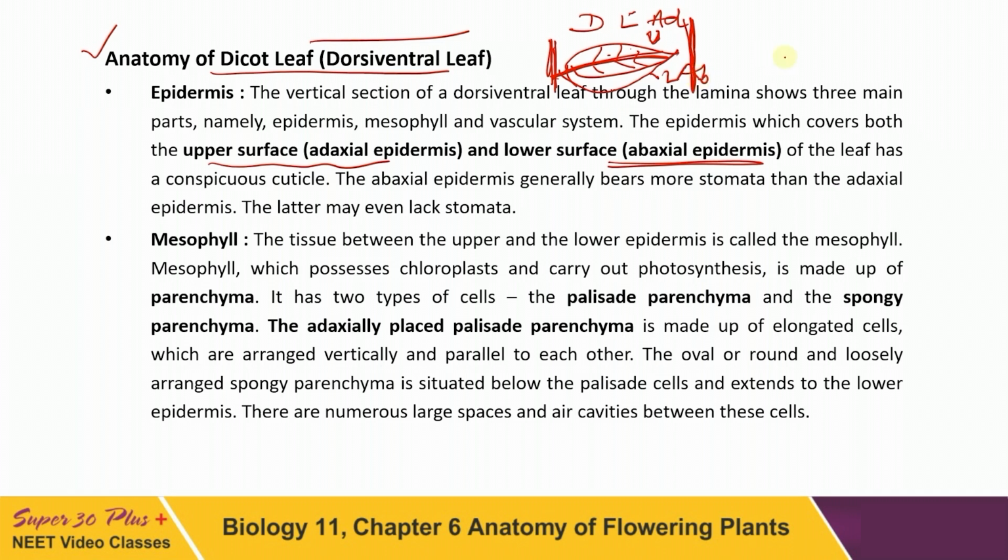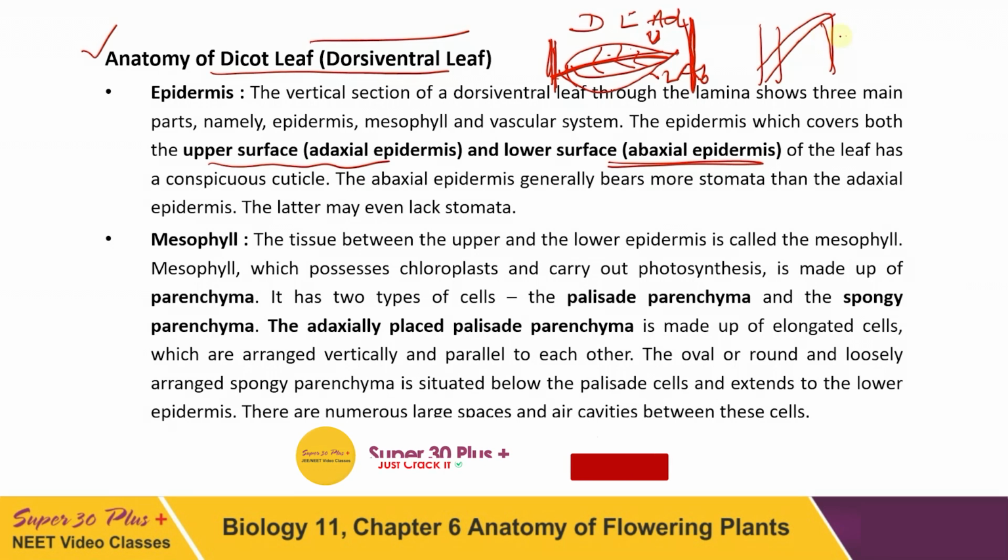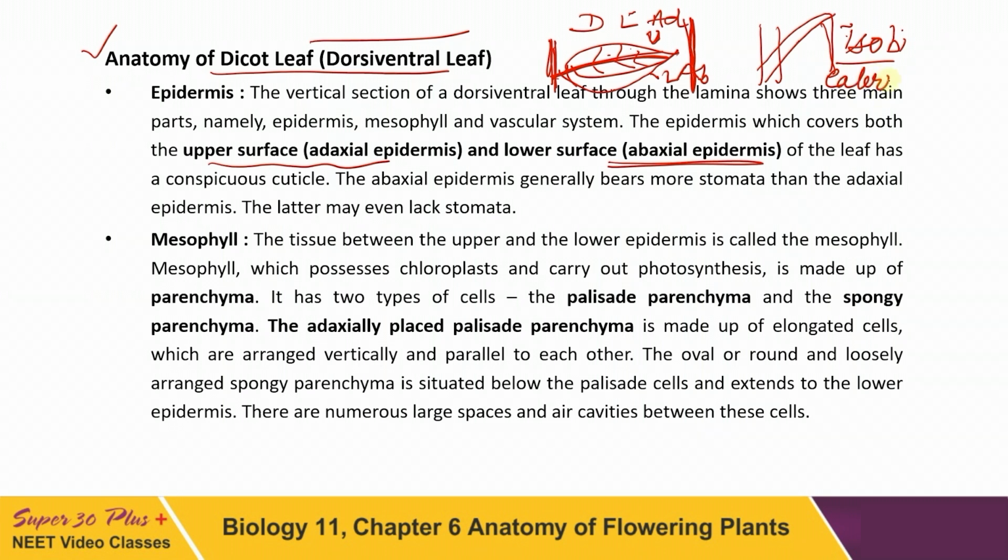While in the case of monocots, the leaves are arranged like this. They do not have distinct upper and lower surfaces. Almost both surfaces are equal. This leaf is known as a bilateral leaf in the case of monocots. This is the morphology, and morphology is very well related to the internal structure. Okay, come to this now, the anatomy of the dorsiventral leaf.